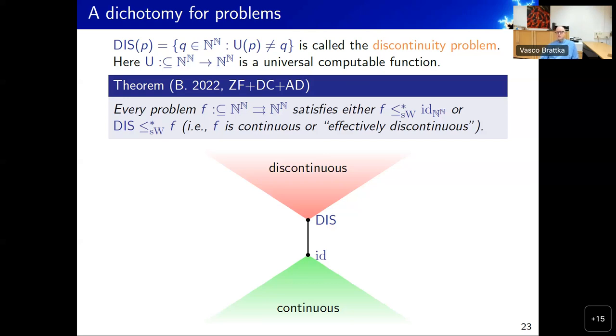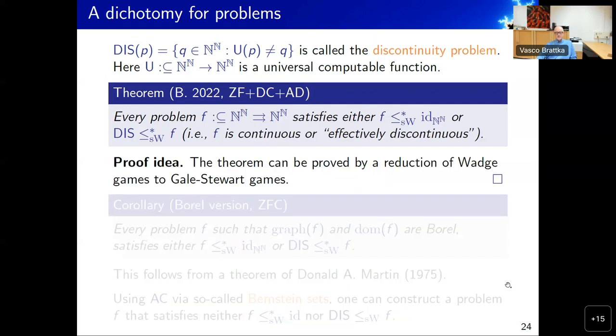And it's actually the weakest discontinuous problem in the topological version of strong Weihrauch reducibility. Also, if you know what it is, also with respect to ordinary Weihrauch reducibility. However, this result comes under the assumption that we are working with the axiom of determinacy. So if we are working in that setting, then actually this is the simplest problem. So we have such a dichotomy here. The continuous problems are below the identity and the discontinuous ones are above the discontinuity problem.